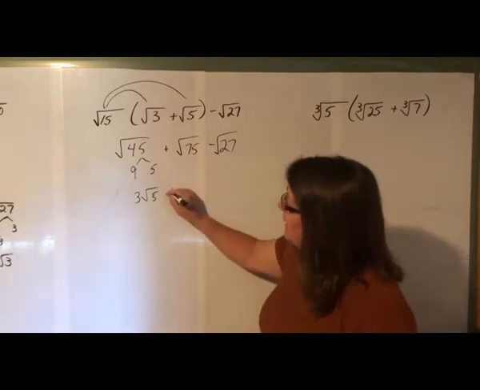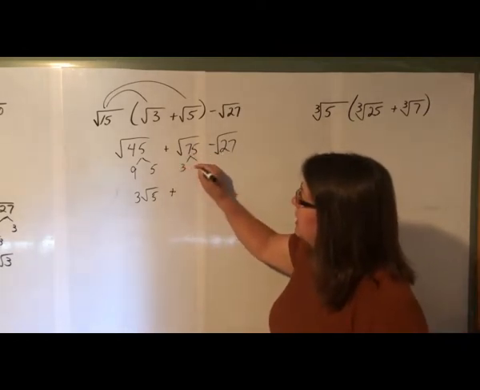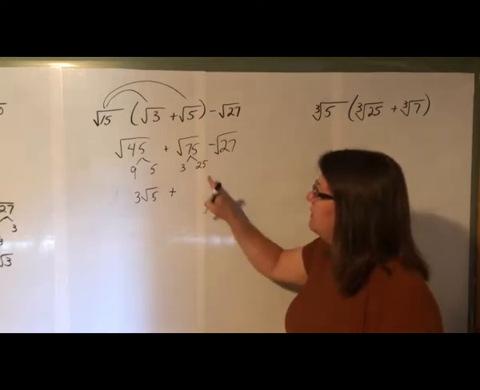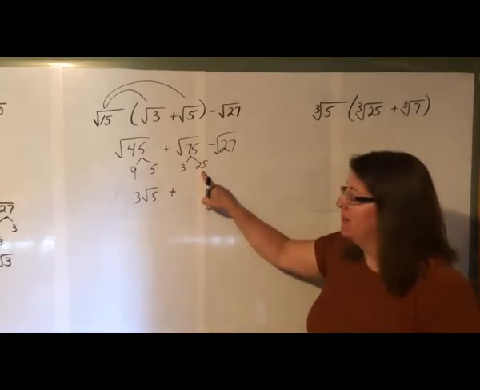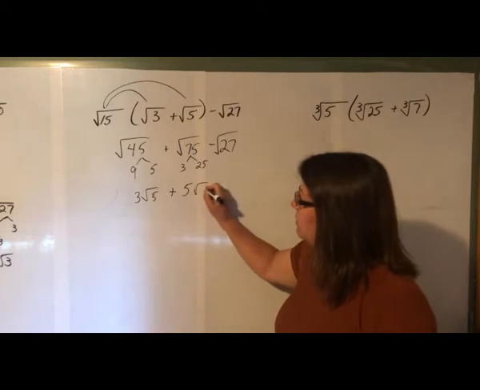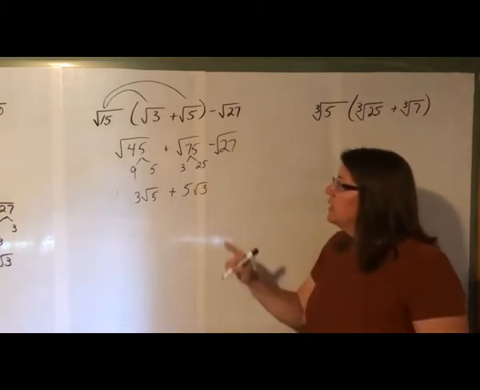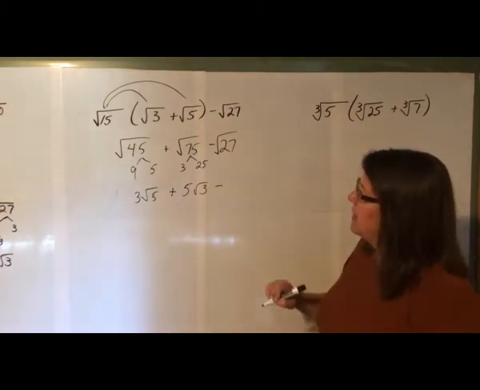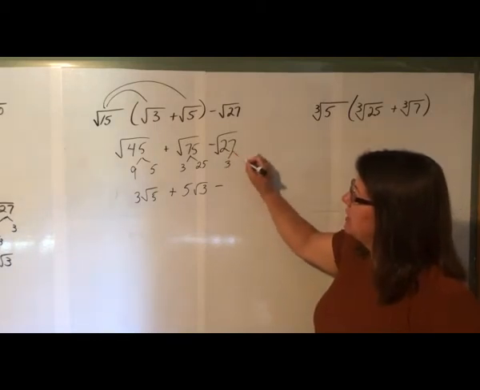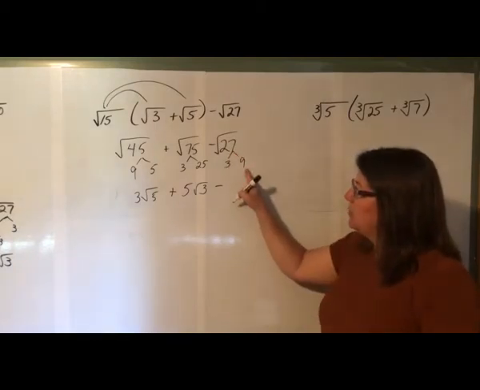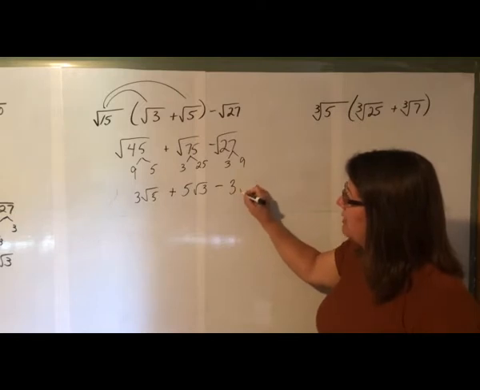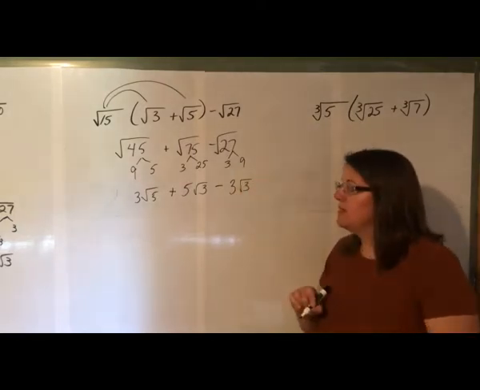Square root of 75, well, 75 is 3 times 25. 25 is a square number. I can bring out a 5. So that's 5 square root of 3. For 27, I'm going to go ahead and put my minus. 27 is 3 times 9. 9 is a square number. I can bring out the 3, and the square root of 3 is left inside.